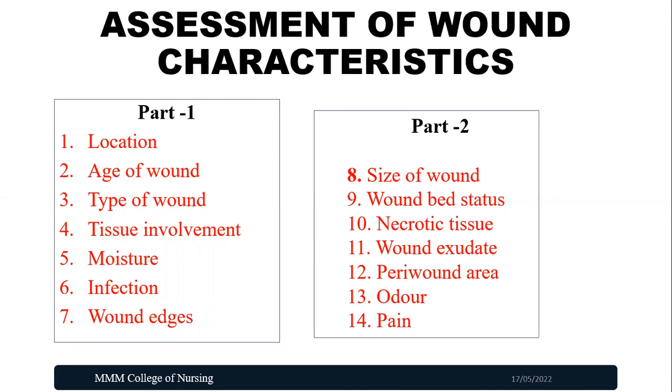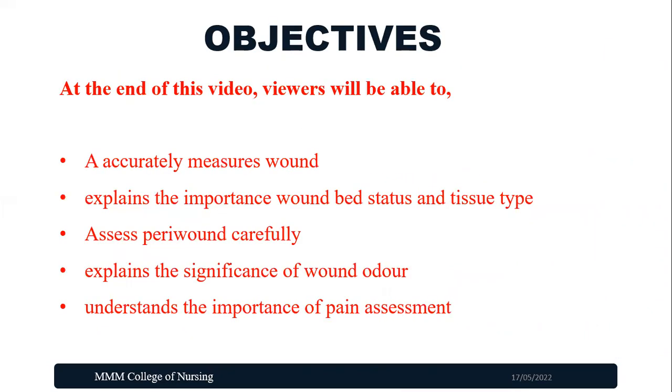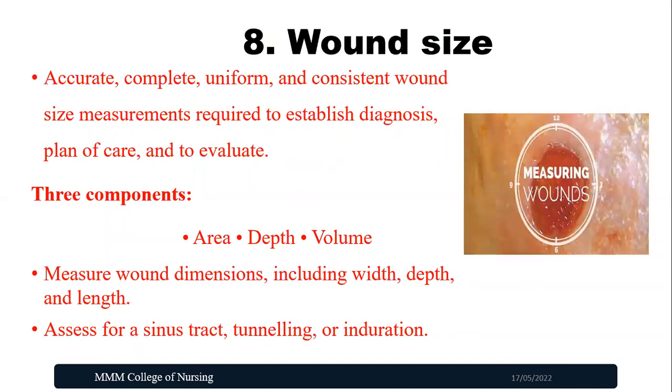Whereas in this video, I'm going to discuss size of wound, bed status, necrotic tissue, wound exudate, peri-wound area, odor, and pain assessment. So let us move into the video. Before that, let me discuss the objectives of this video. At the end of this video, viewers will be able to accurately measure a wound, explain the importance of wound bed status and tissue type, assess the peri-wound area carefully, explain the significance of wound odor, and understand the importance of pain assessment. So let us go into the details of the assessment.